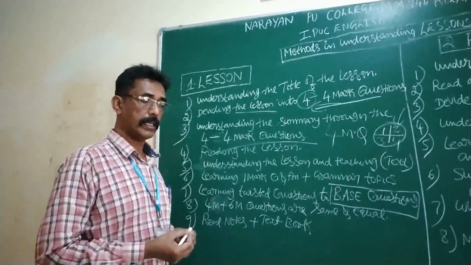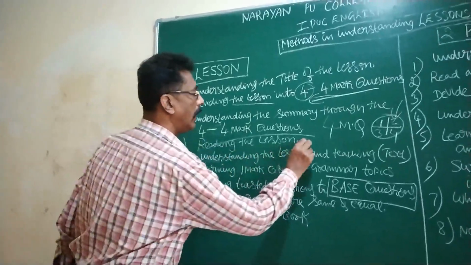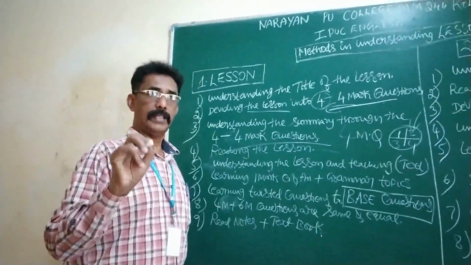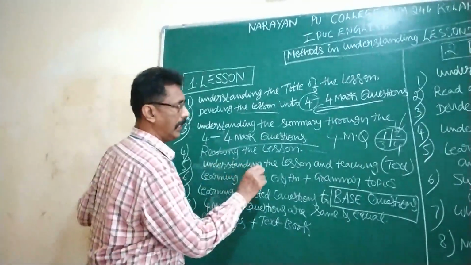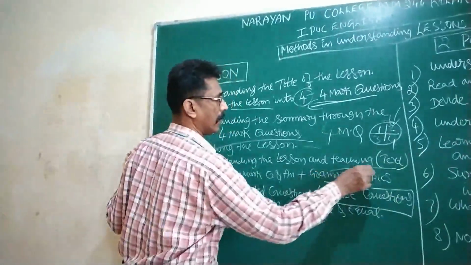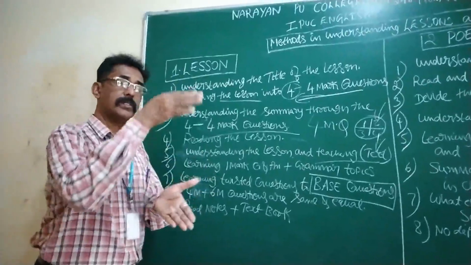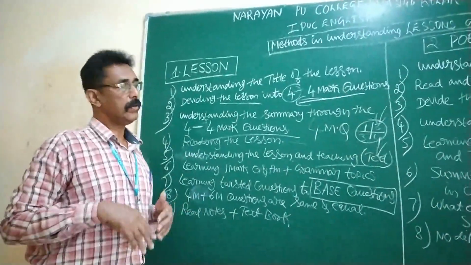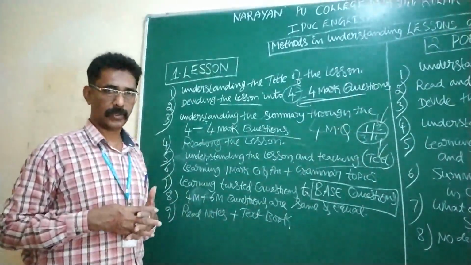How are we reading? Yes, you must observe. If there is any tough word, underline it in the textbook itself with the help of a pencil. These are the techniques. Next, understanding the lesson and teaching. We will explain the lesson by keeping the textbook, reading the lesson once. Later, again from the first word, we will start explaining the lesson through the textbook.